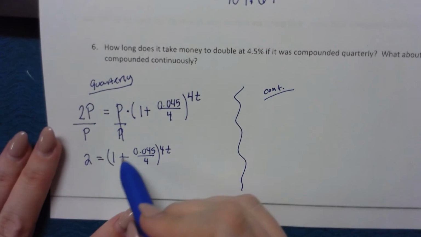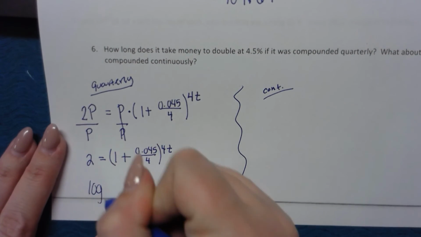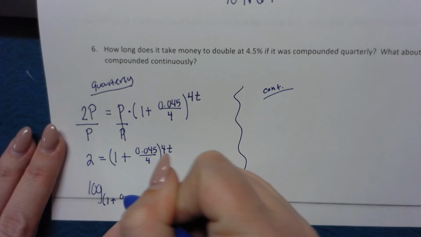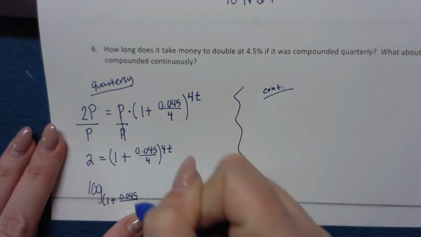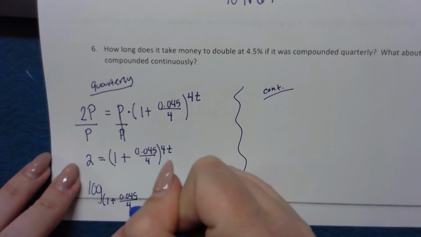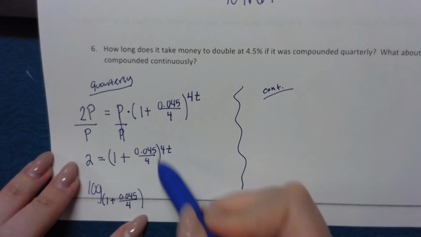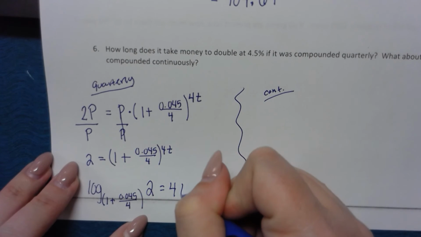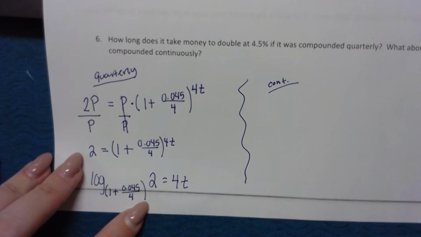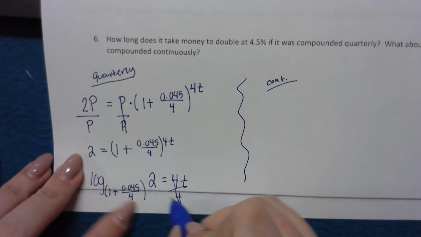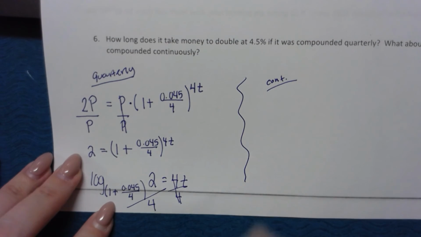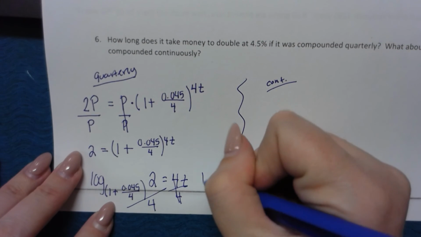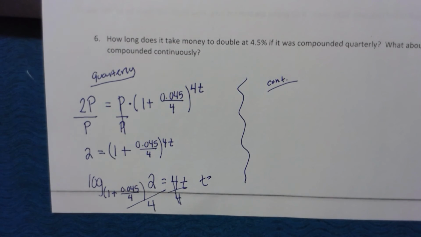So remember, the base stays the base. So we're going to have log base 1 plus 0.045 divided by 4, and then the 2 and the 4t switch spots. So 2 equals 4t. Now divide by 4 to get t by itself, so I'm going to divide this whole thing by 4. Now t is by itself, so I can plug it into my calculator.